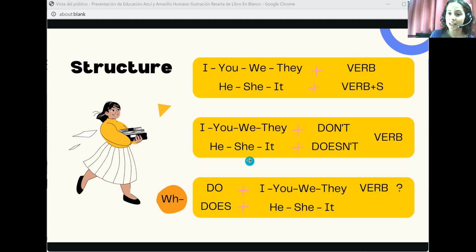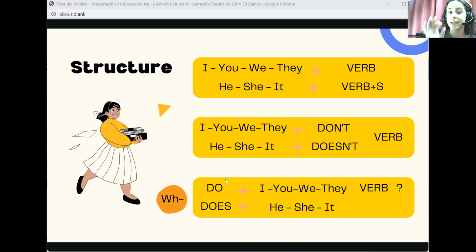But he, she, it vuelve a necesitar esa S. ¿Qué va a pasar al auxiliar? My brother doesn't speak English. My sister doesn't get up early at the weekends. Doesn't has the S and the verb is just infinitive.